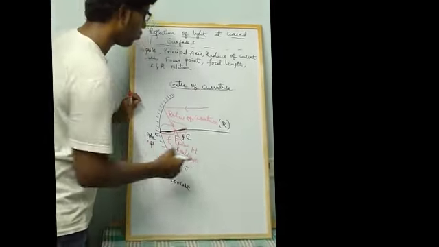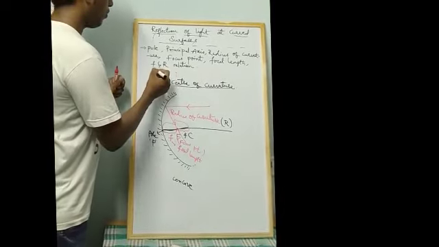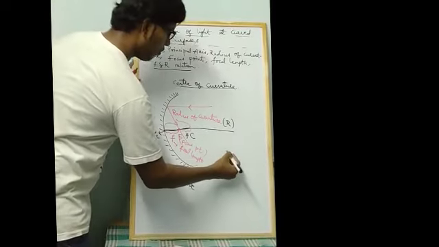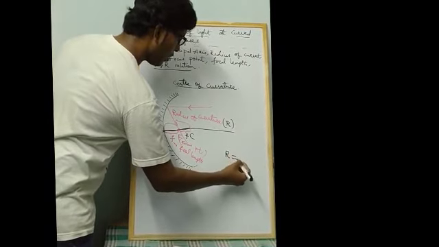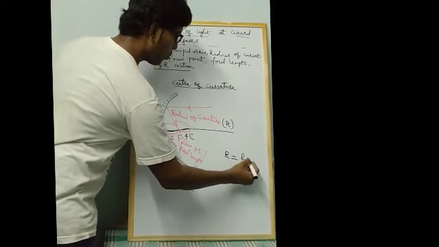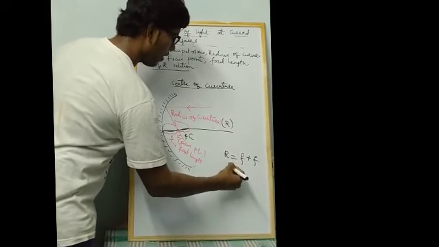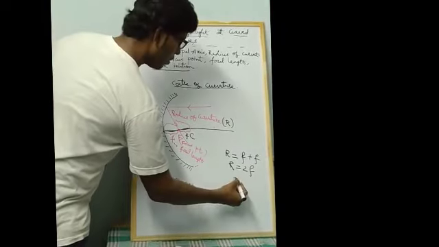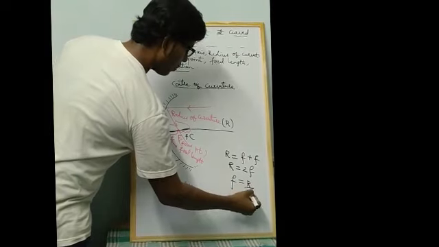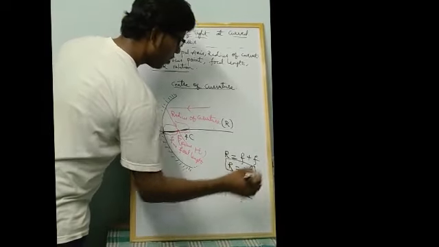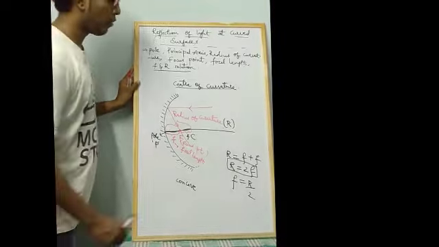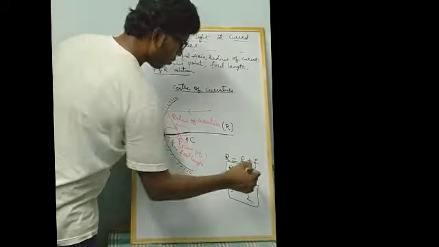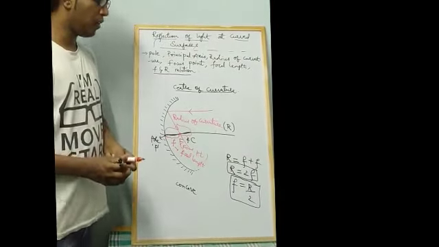From these two, we get the relation between the focal length and the radius of curvature. We can write radius of curvature R equals 2 times the focal length, R = 2f, and f = R/2. This is the formula to calculate the radius of curvature when the focal length is given, and the formula to calculate the focal length when the radius of curvature is given.